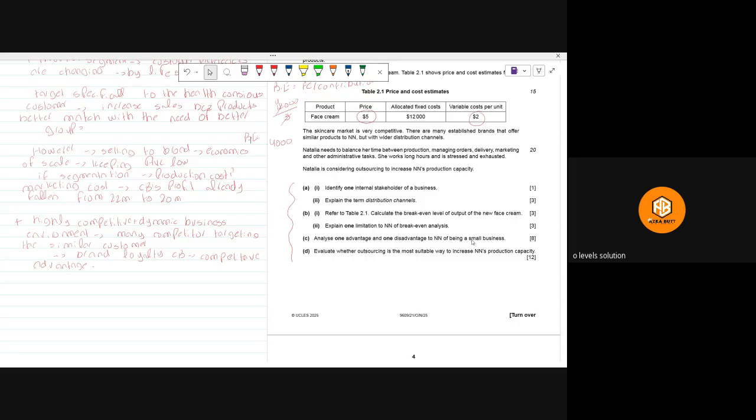Then part D is: evaluate whether outsourcing is the most suitable way to increase NN's production capacity. This is what I think you should complete. First of all, read what the meaning of outsourcing is, then write its benefits and its disadvantages, two points each, and at the end you have to make a conclusion. Okay.